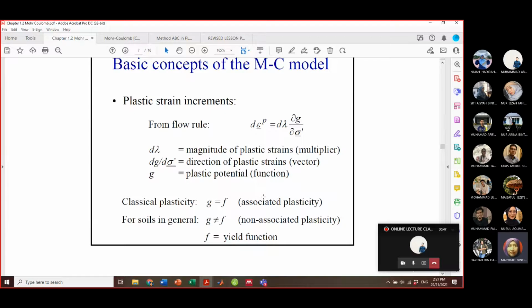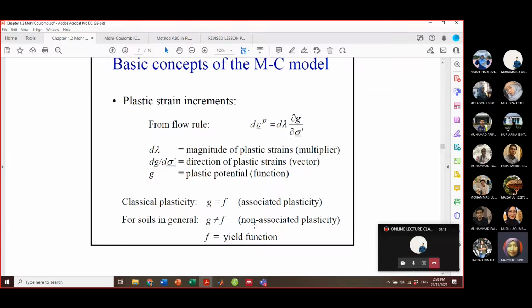Ideally, it is symbolized by the plastic potential being equal to the yield criterion, so that we call it an associated flow rule or associated plasticity. If the plastic potential G is not equal to the yield criterion F, then we call it a non-associated flow rule.